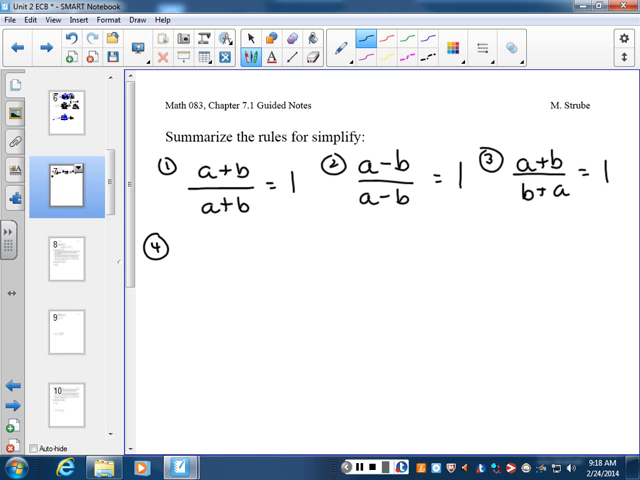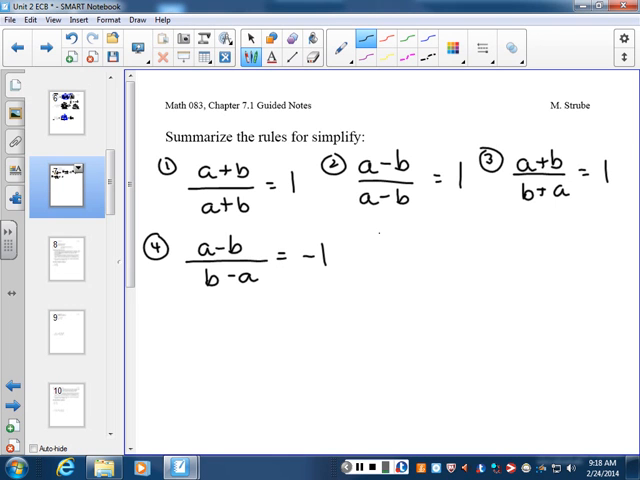So what if I had a minus b over b minus a? Now it's a -1. This is the only case where you get a -1. They both have to be subtraction, and you have to have that reversed. If they're both subtraction and they're exactly the same, they still cancel. But if they're both subtraction and reversed, that's the one and only time you get a -1.